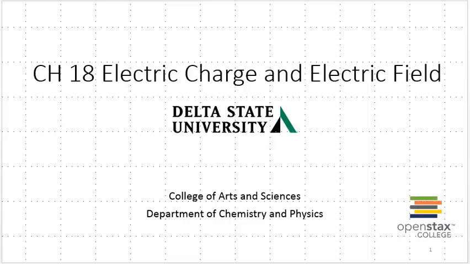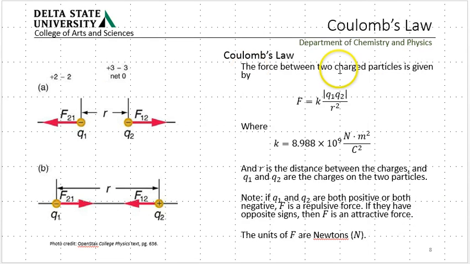Okay, now for part 2 of chapter 18, we're going to wade into Coulomb's law. Coulomb's law describes the force between charged particles. Basically, if you have two charged particles, the force between them goes as this constant K times the magnitude of one charge times the magnitude of the other, divided by R squared. And this K is 8.98 times 10 to the 9th newton meters squared per coulomb squared. R is the distance between them, right?